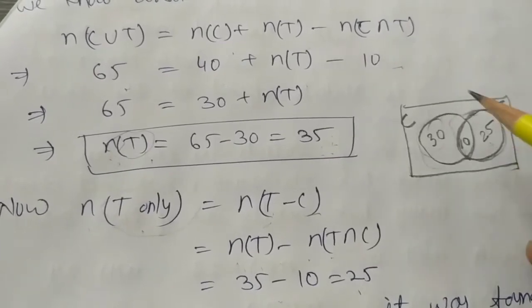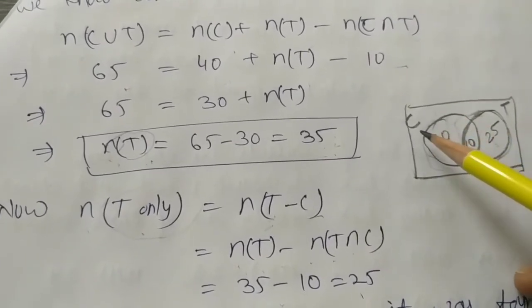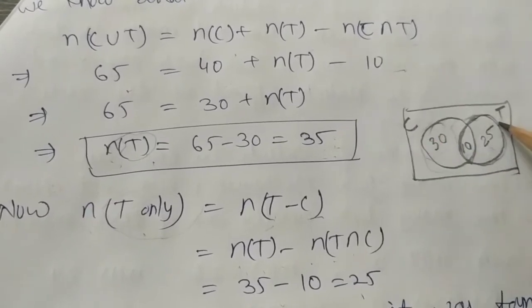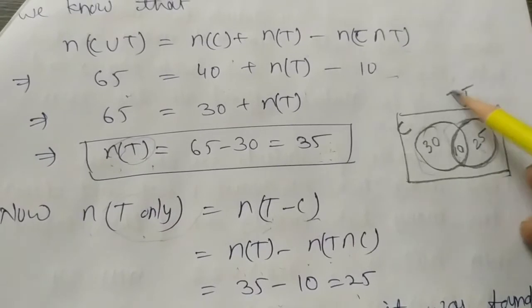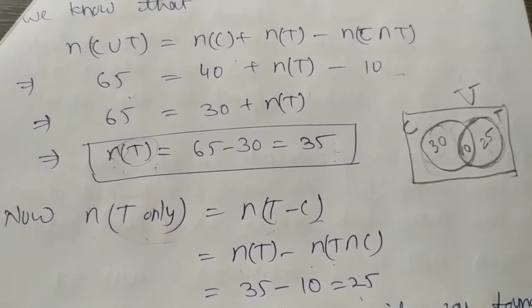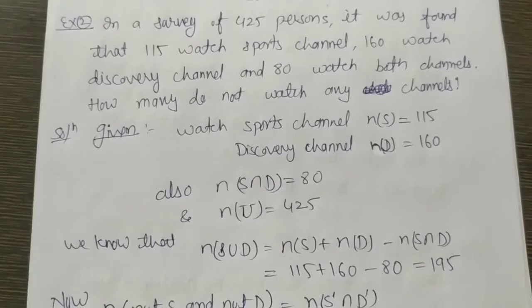Always remember that the number of elements in C union T will always be less than or equal to the number of elements in the universal set.